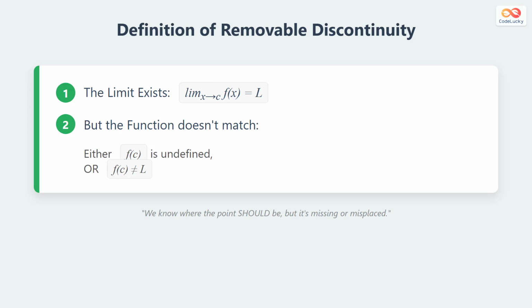In math terms, a removable discontinuity happens when two things are true. Number one, the limit exists as x approaches c. This means the two sides of the road are meeting up. Number two, the actual function value at c does not match that limit. Either the point is undefined, or it is defined somewhere completely different.